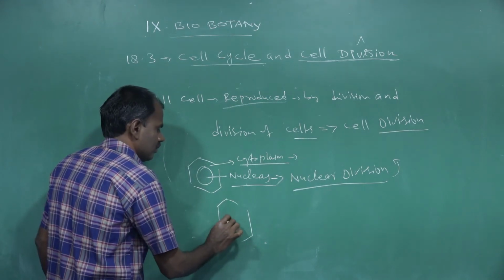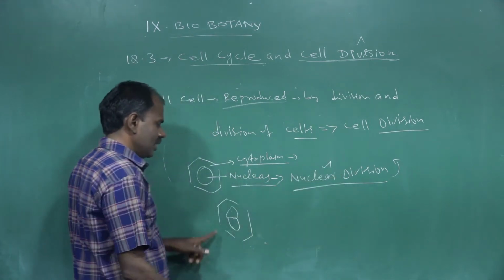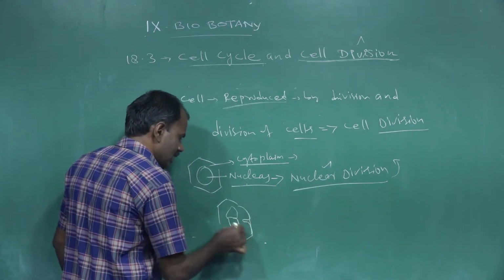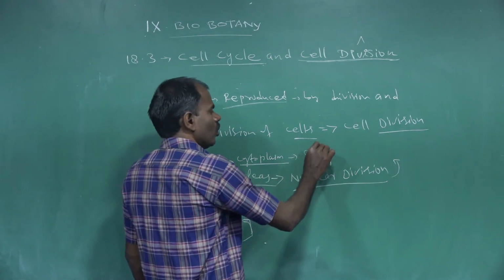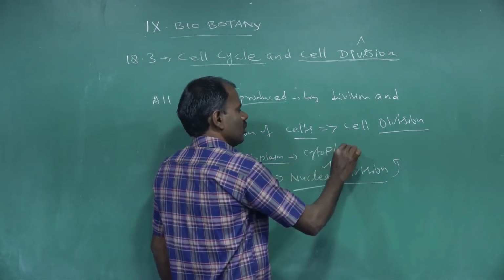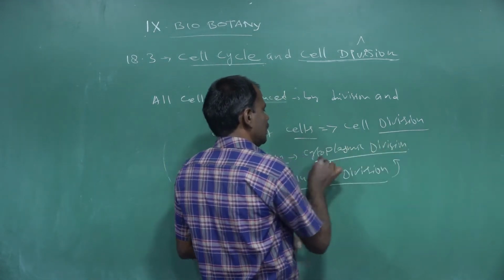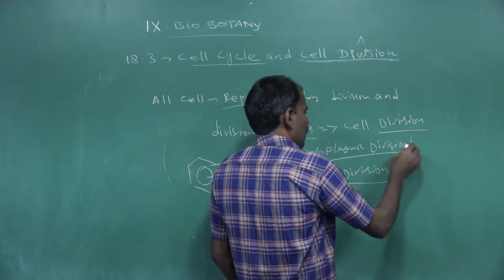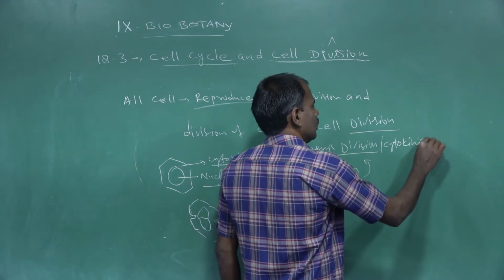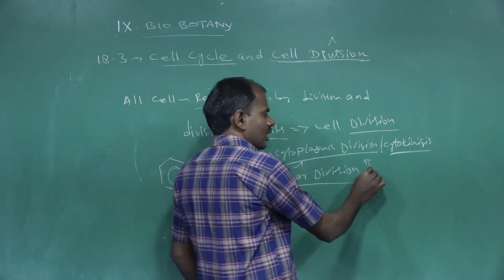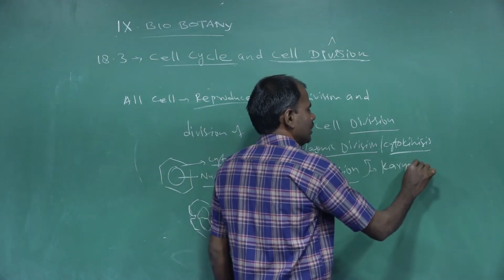Nuclear division is followed by the division of the cytoplasmic region, which is called cytoplasmic division. This division is also called cytokinesis. The nuclear division is also called karyokinesis.